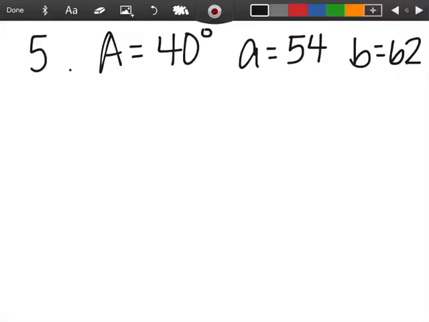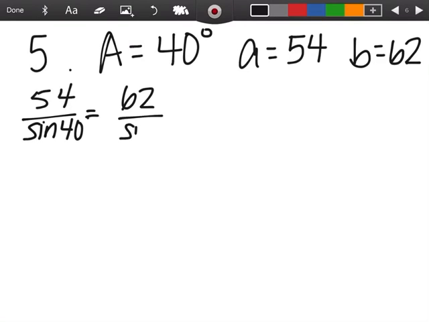Okay, so number 5 is special, just like number 4. So let's start off treating it normally, and then I'll talk about what we have to do to account for the fact that it is special. So we only know one angle. We know side A and angle A, so we're going to set up 54 over sine of 40 is equal to 62 over sine of B. So let's find angle B.